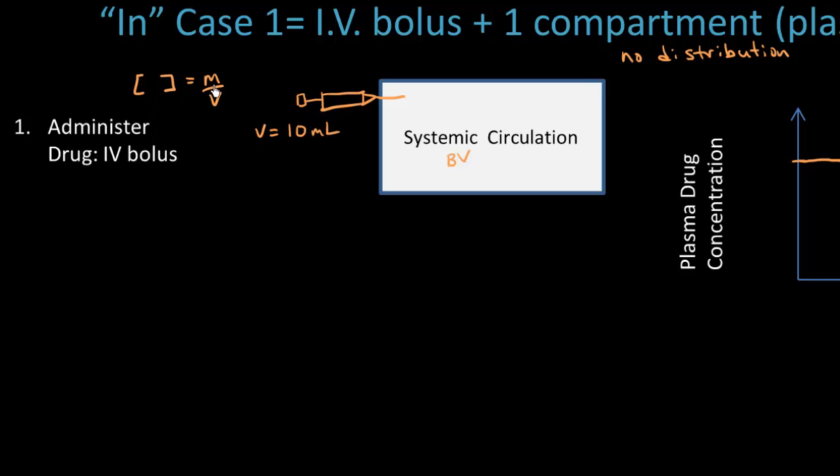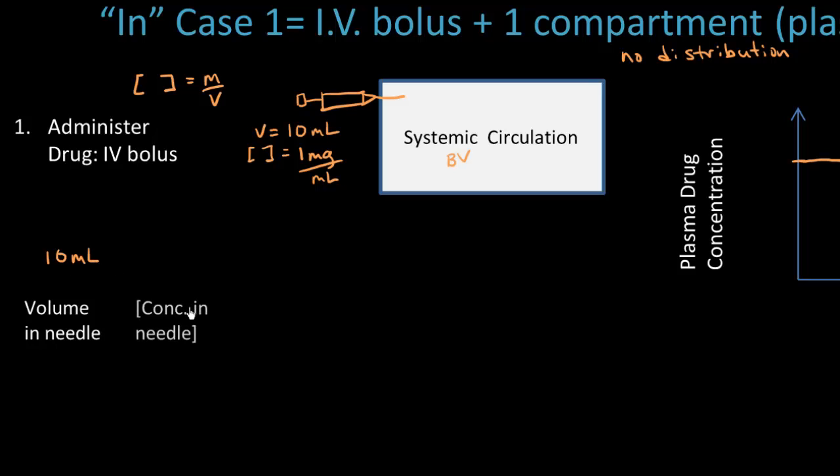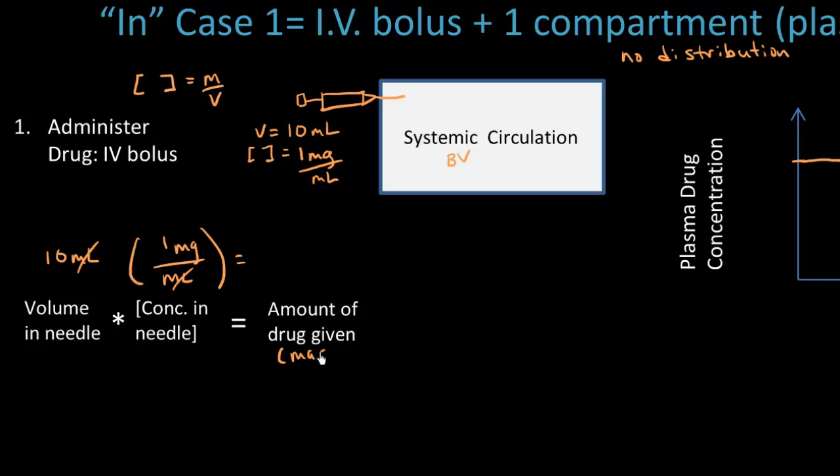So volume times concentration is equal to mass. So let's give you a concentration. Let's say the concentration of drug in this syringe is 1 milligram per milliliter. Well, using this, I can now figure out the amount of drug I gave. So the volume in the needle is 10 milliliters. The concentration in the needle is 1 milligram per milliliter. And just by looking at this, if I multiply these two numbers together, milliliters will cancel out, and I get the amount of drug given, aka the mass. And I do that, and I see I gave 10 milligrams of this drug. So the mass is equal to 10 milligrams.